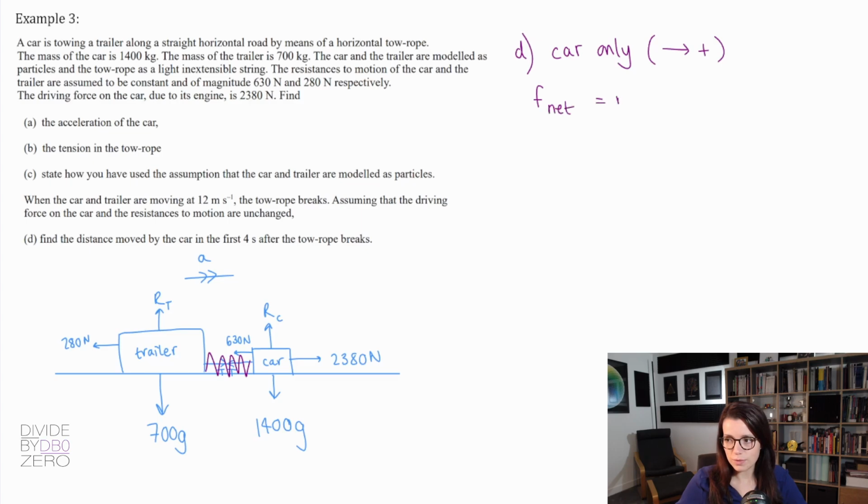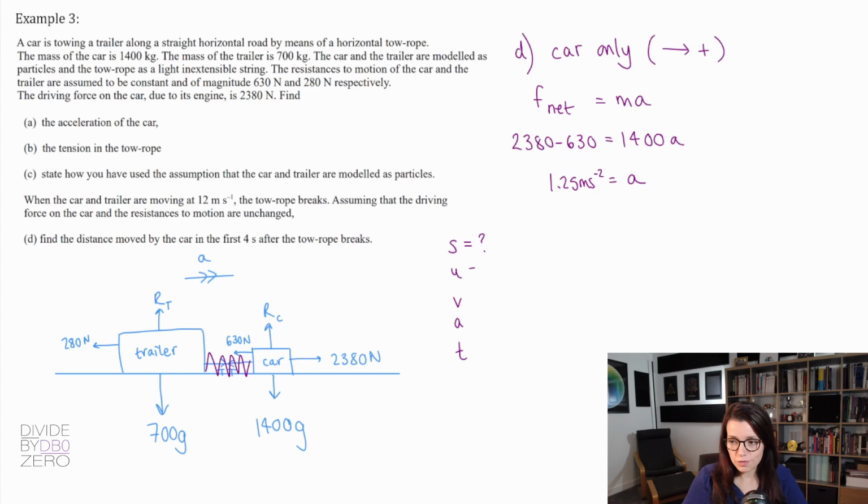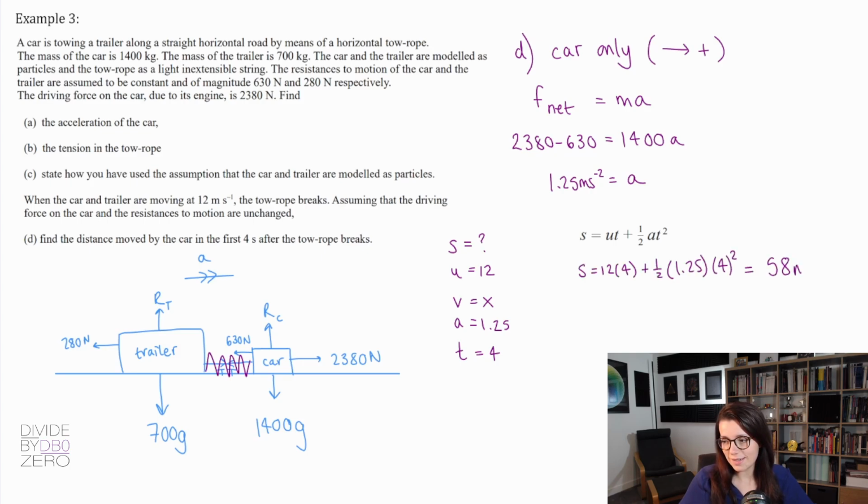So F net equals MA. We know our forces and we know our mass, which means we can now work out the new acceleration. If you solve this for A, you get A to be 1.25 meters per second squared. Now that we know A and we've got some other information as well, we can actually do a SUVAT calculation where S, displacement or distance, is unknown, and that's what we want. Initial velocity is 12. Final velocity, don't know, don't care. A is now 1.25 and T is 4. We find the SUVAT equation that does not involve V, and that's here, and we sub in our values to find S. When we do that, we get 58 meters.